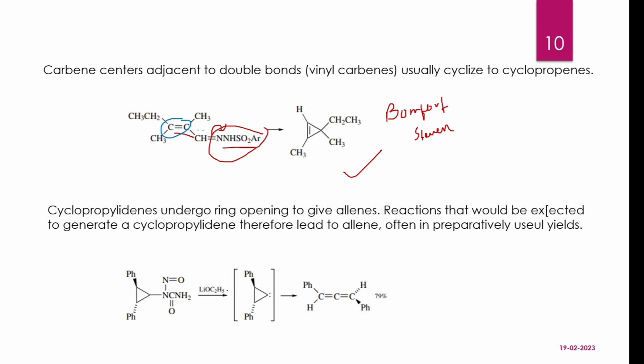I again lost my cursor. So it will be useful. So what is happening after this? After this elimination, we will get a carbene intermediate, which undergoes a rearrangement, giving us an allene system. This will go, come here, and we will get an allene kind of moiety.